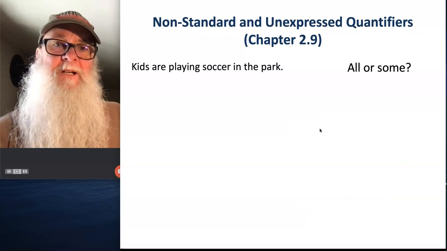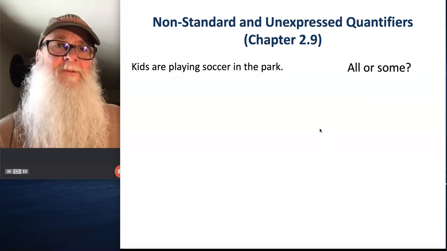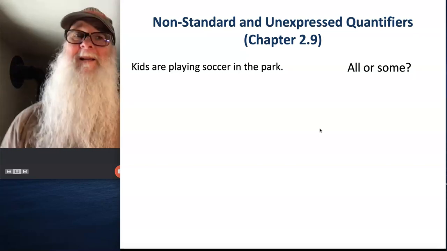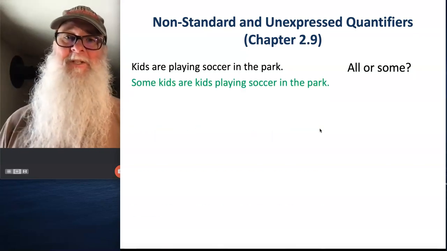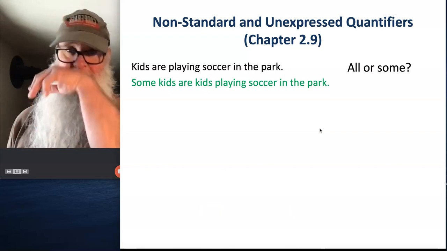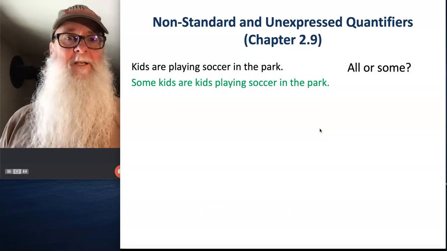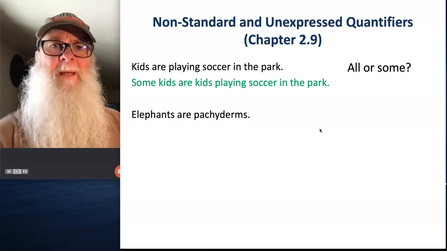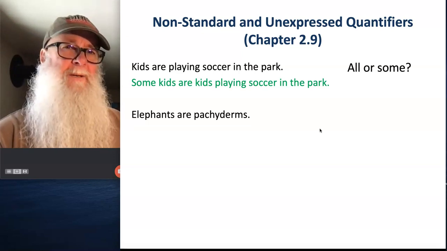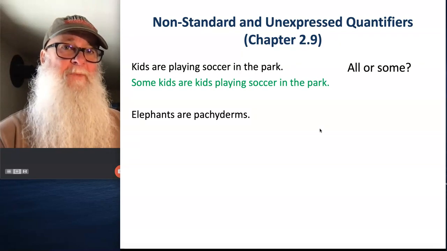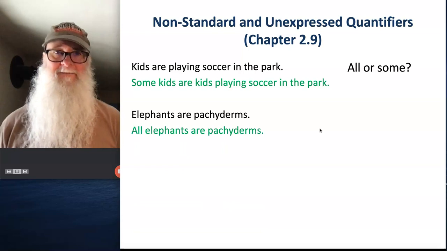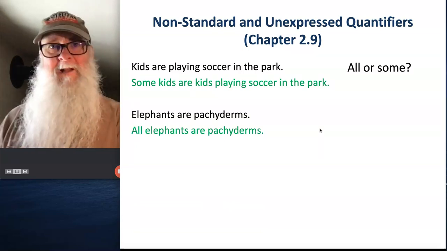How about this one? Kids are playing in the soccer park. Is that talking about all kids or just some kids? I would argue that this is talking about just some kids, so we're going to translate that as some kids. Not every kid that exists, just some kids are kids playing soccer in the park. But look at this statement, which is very similar: elephants are pachyderms. Is that telling us about all elephants or just some of them? In this instance, it's telling us about all elephants. They all are in this category of thing called pachyderms.